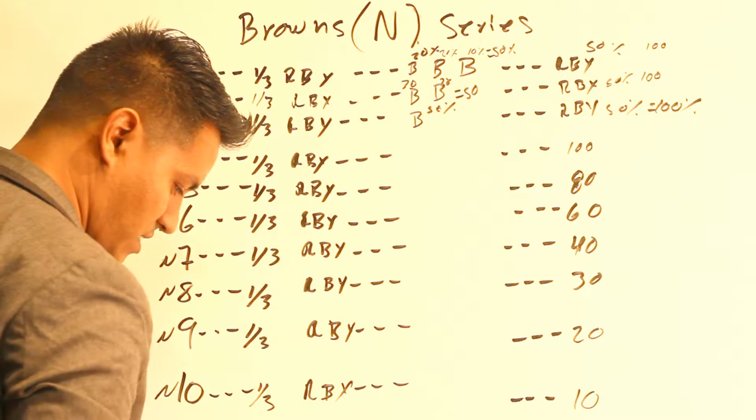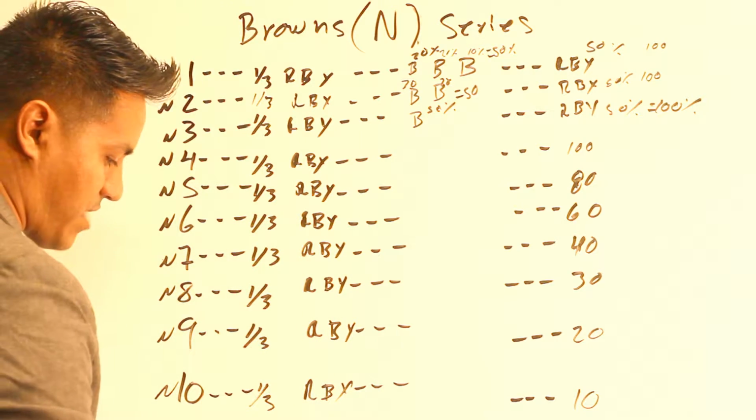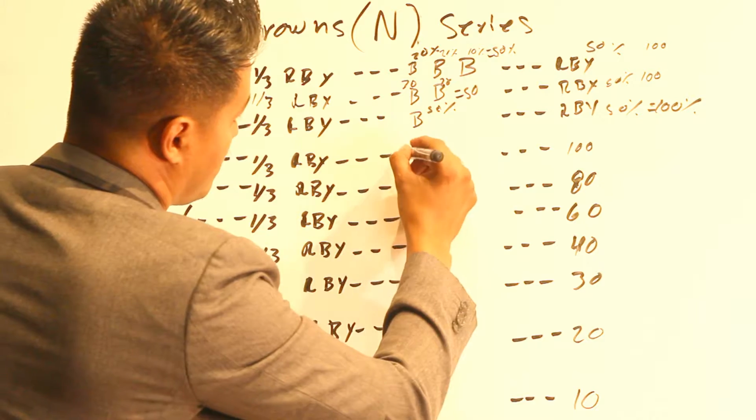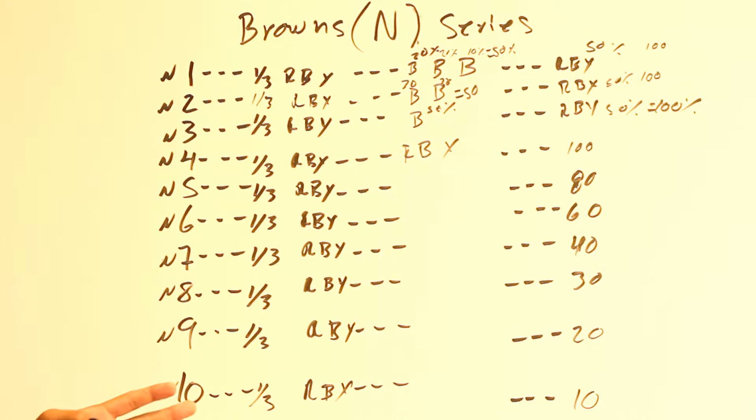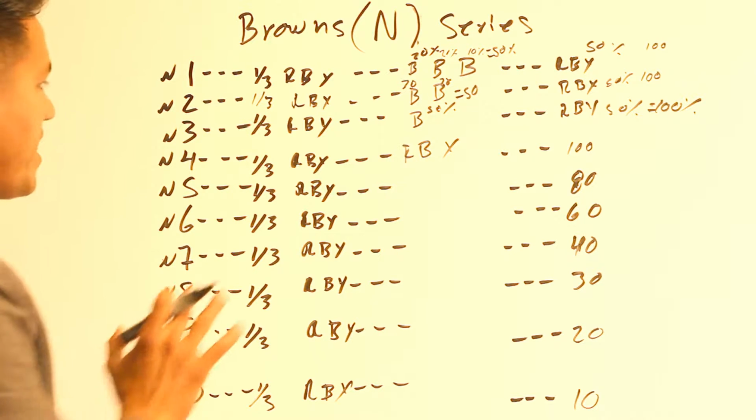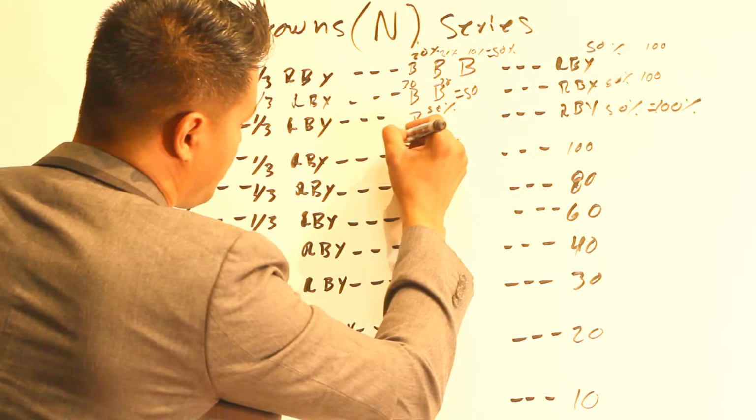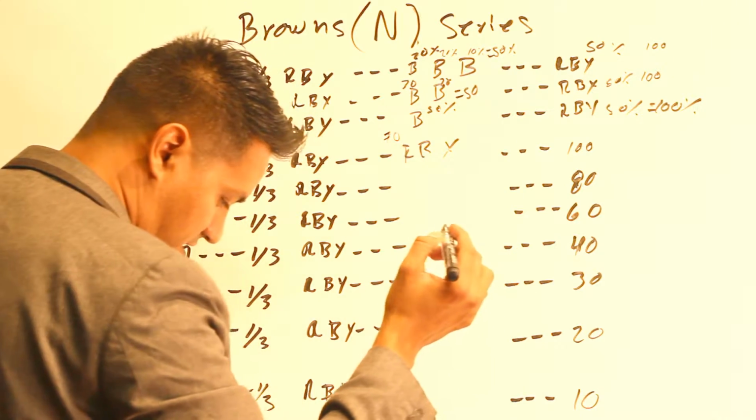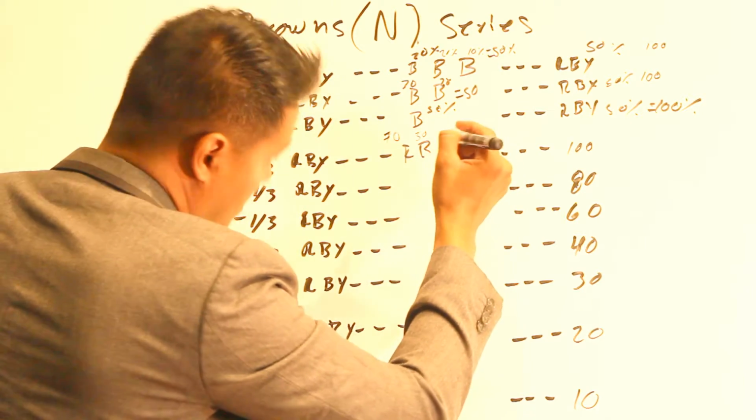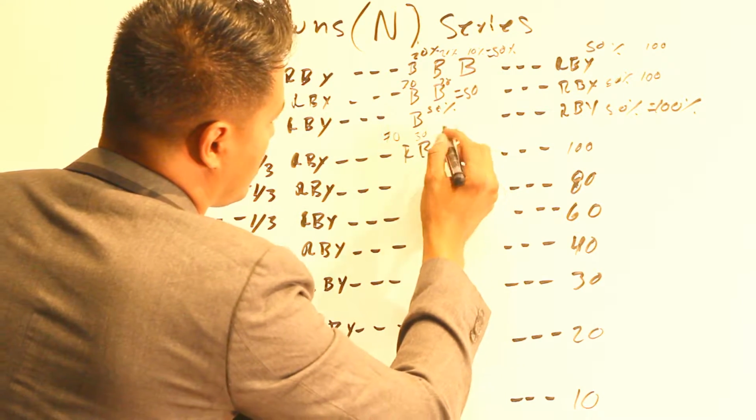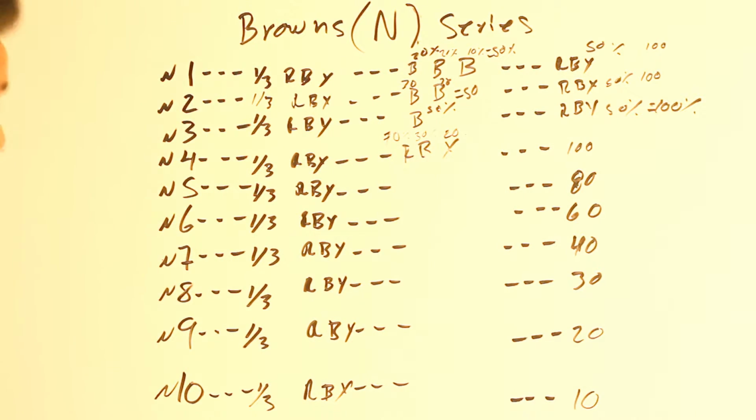So let's go with 4N. 4N we have 1/3 of red, blue, and yellow, plus we have red, blue, and yellow. So now everything changed in this level. Now in level 4 we have red, blue, and yellow, and we have 70% of red. We have 30% of blue. And we have a 20% of yellow. So that will make a pure 100.